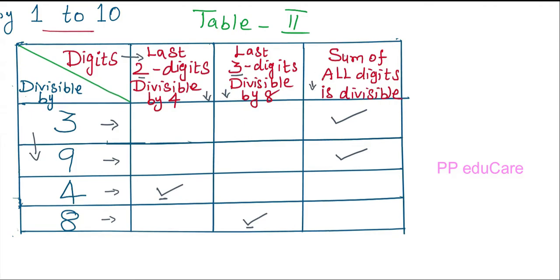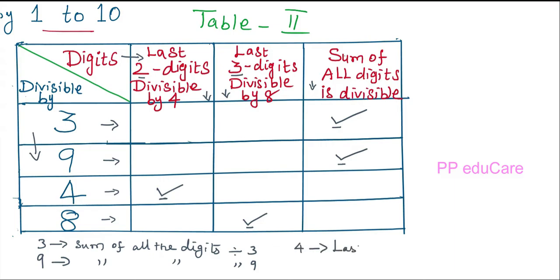See the last column. If the sum of all the digits of a number is divisible by 3, then it is divisible by 3. If the sum of all the digits of the number is divisible by 9, then it is divisible by 9. Therefore, the divisibility rule of 3 is that the sum of all the digits is divisible by 3. Divisible by 9 is the sum of all the digits is divisible by 9. Divisible by 4 is the last two digits are divisible by 4. Divisibility of 8 is the last 3 digits are divisible by 8.